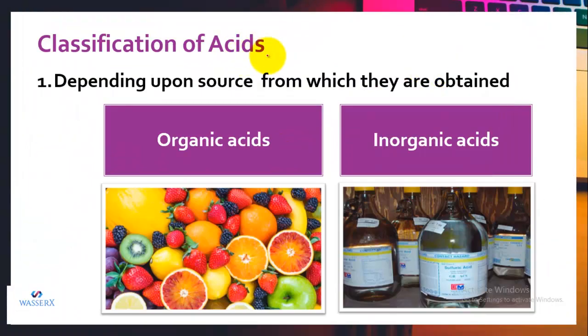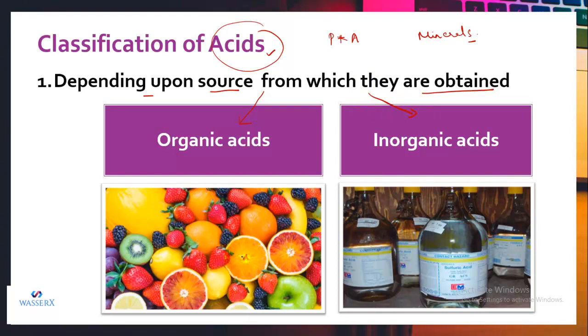Let us classify the acids first. Acids can be classified depending upon the source from which they are obtained. Like we can obtain acids from plants and animals, and also from minerals present in the earth's surface. Accordingly, the acids are classified as organic acids or inorganic acids.